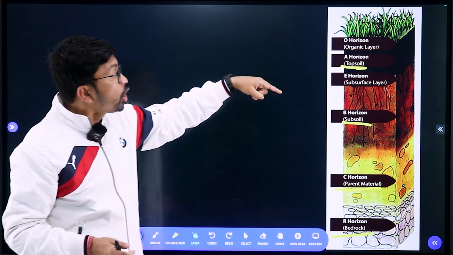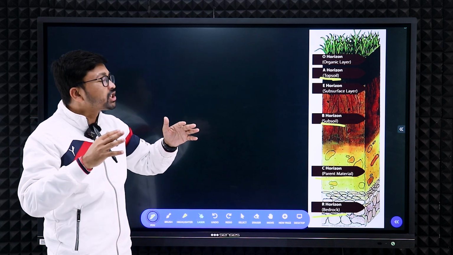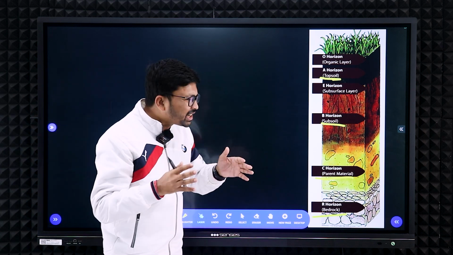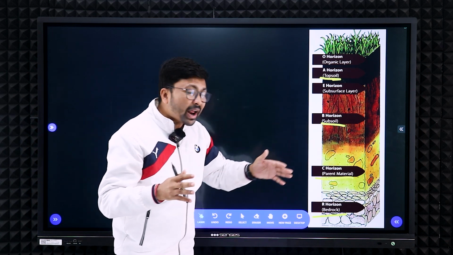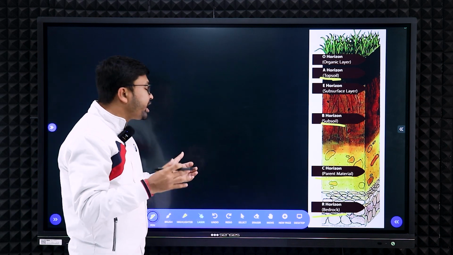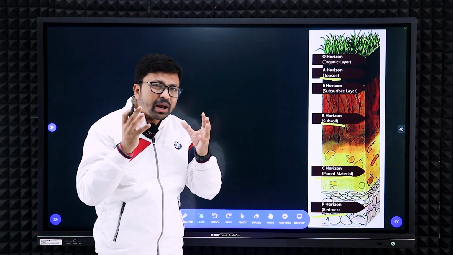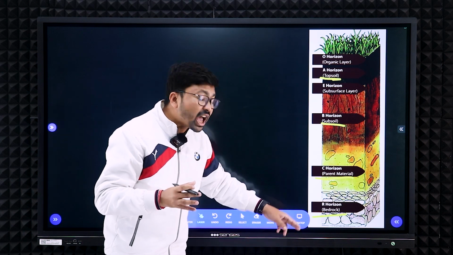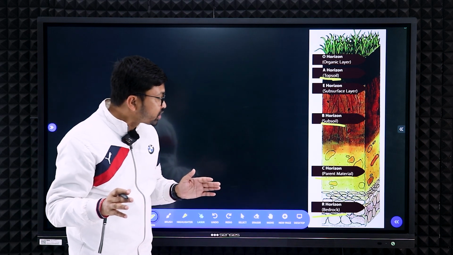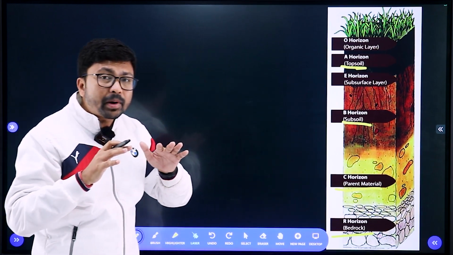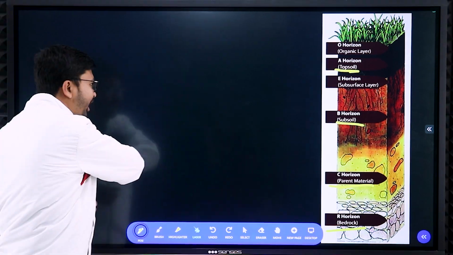So you can see in the topsoil, organic materials will be much more, in the subsoil it will be a little less. In the parent material layer, mainly broken rocks will be there. And the last one will be the bedrock, and this bedrock will be very firm and solid, right?